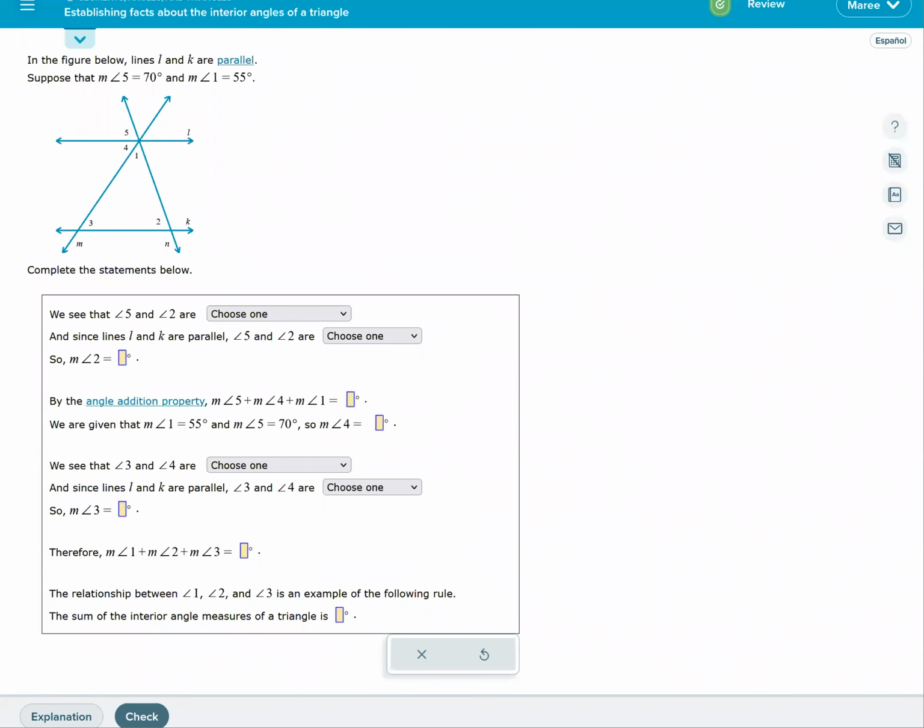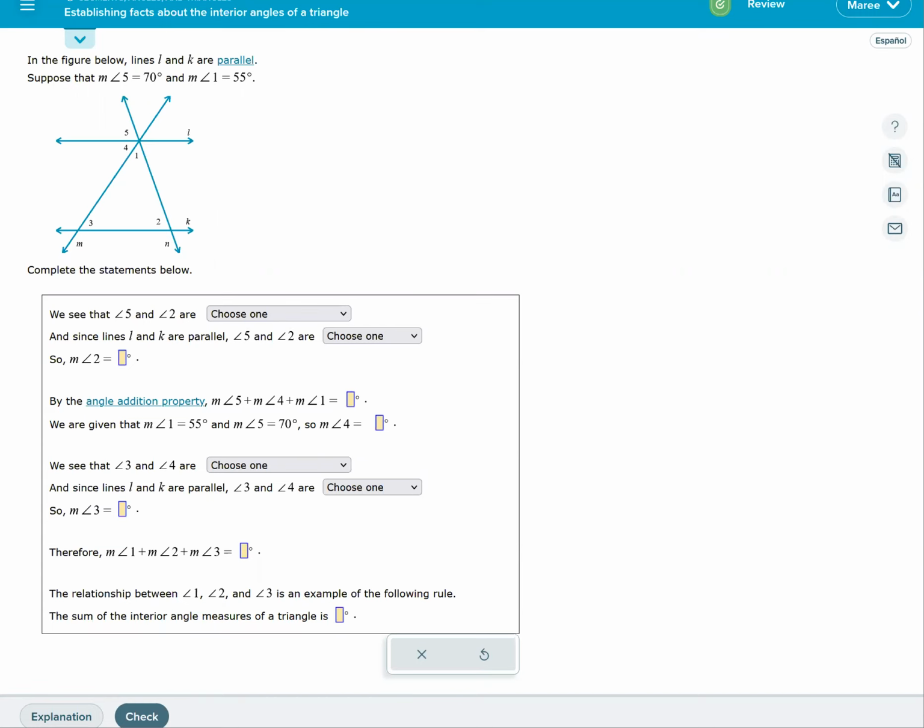This topic is establishing facts about the interior angles of a triangle. So we know that inside of a triangle, the angles add to 180, but this lesson will help you see why. So we're going to work through and answer the questions.